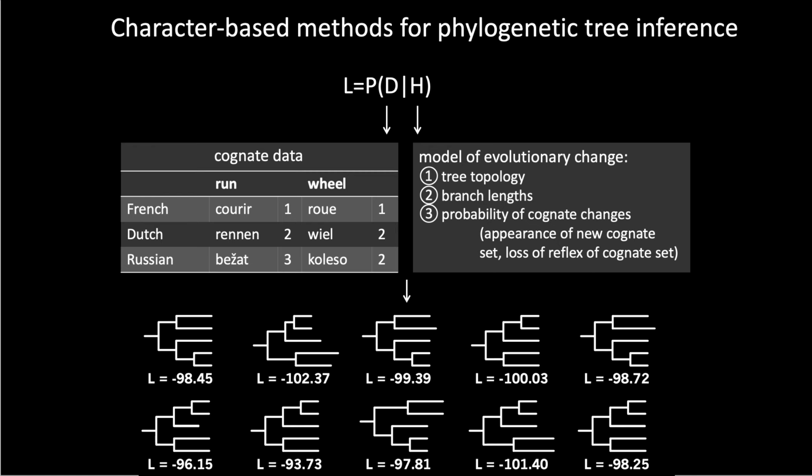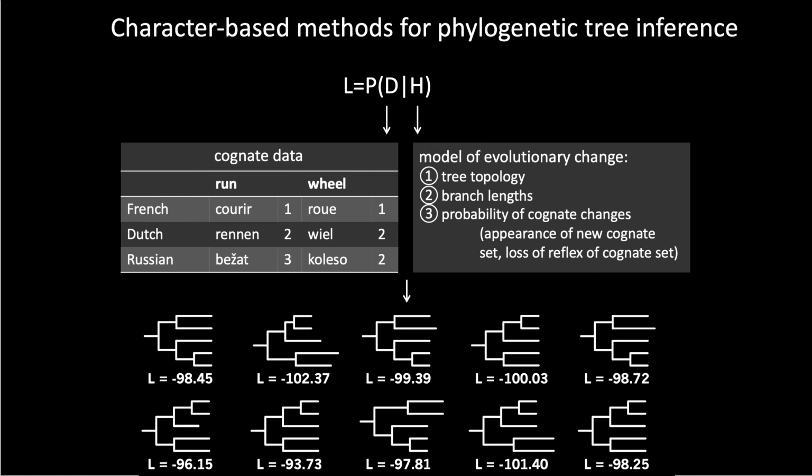These parameters assess the probability of cognate changes, so either cognate losses or emergence of new cognate sets, right? So this is about changes from 0 to 1, as we just saw. These parameters together are the hypothesis that we are testing, and the likelihood of this hypothesis, having generated the data D, is assessed through the likelihood score assigned to each hypothesis.